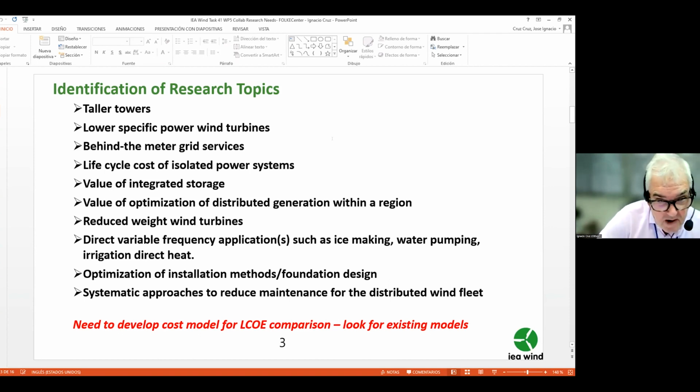Lower specific power turbines are very interesting. In large wind turbines, this is done in order to extend the application of wind turbines to areas with lower wind resources, and this is very related to the high deployment of the big market needed or expected. Behind-the-meter grid services are also interesting. The big market is working on that to get benefits from the support of the grid system.